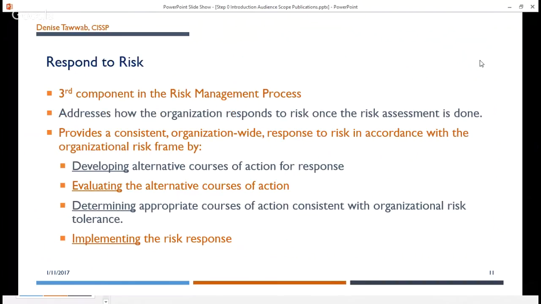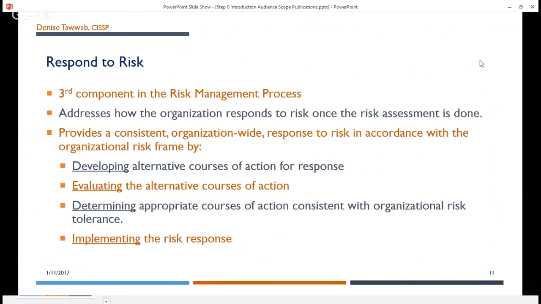The third component in the risk management process is risk response. Risk response addresses how the organization will respond to risk once the risk assessment is done. So we've done our risk framing, we've done a risk assessment. Now we have to make decisions about what we are going to do to respond to this risk that we've identified.